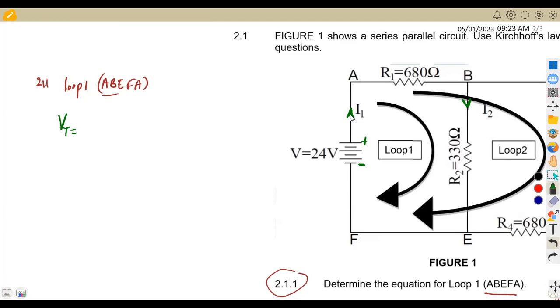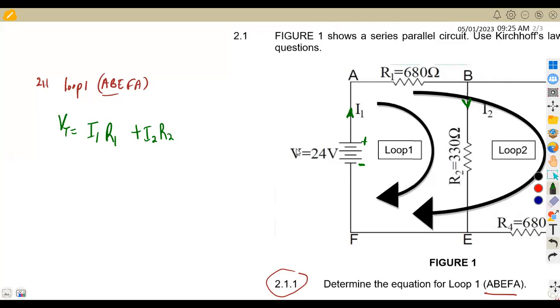So VT is equal to the voltage drop from E to F to A to B. There is current I1 from this point E, F, A up to B. We have current I1, which is affected by the resistor R1. This is the only resistor that we have. If we move on to the other branch, B to E, we have current I2. So this is going to be plus current I2 times the resistor in this branch, which is resistor R2. This is what we have from loop 1.